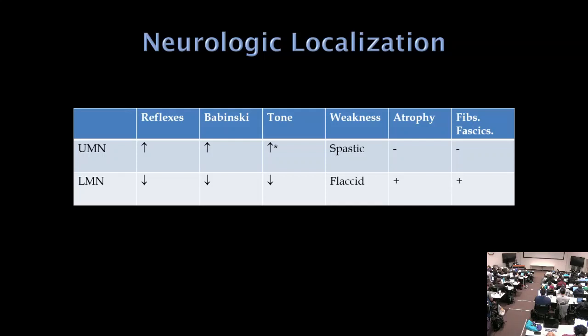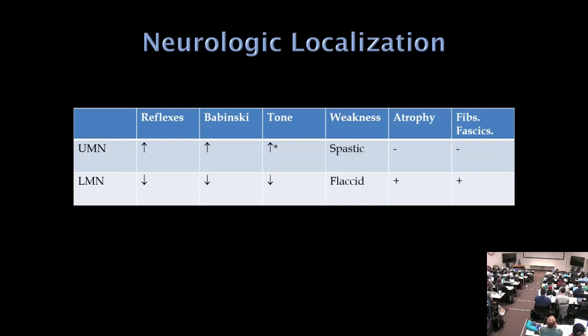And fasciculations are seen with anything lower motor neuron, classically anterior horn cell lesions, but anything lower motor neuron could do that. And then if we're in the EMG lab and we put a needle in the muscle, we would see fibrillations as a finding of lower motor neuron pathology.